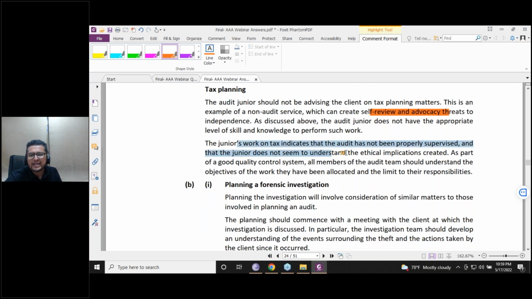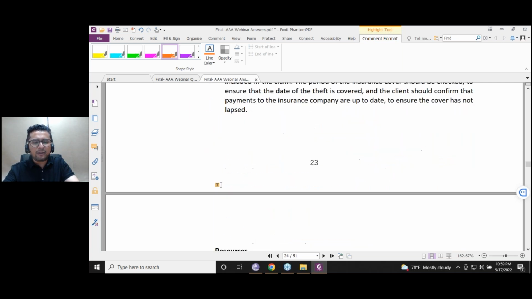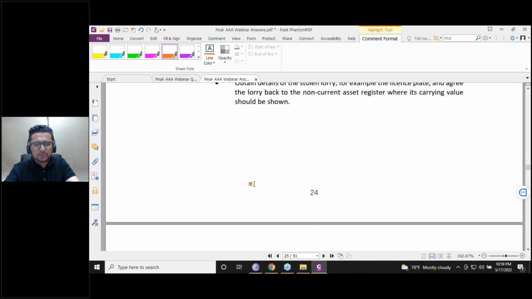The juniors' work on tax indicates that they are not properly supervised and they lack training. The audit firm should arrange an ethical training session for them. Is this clear? Let's explore the marking scheme.